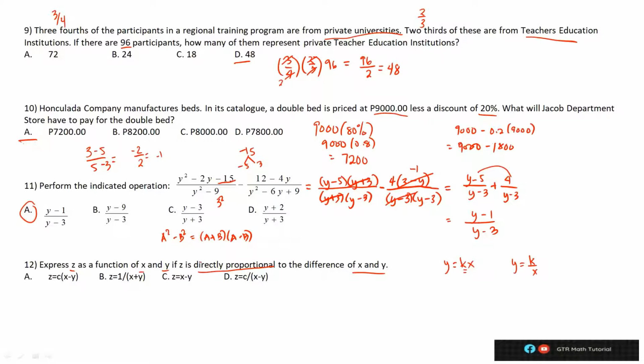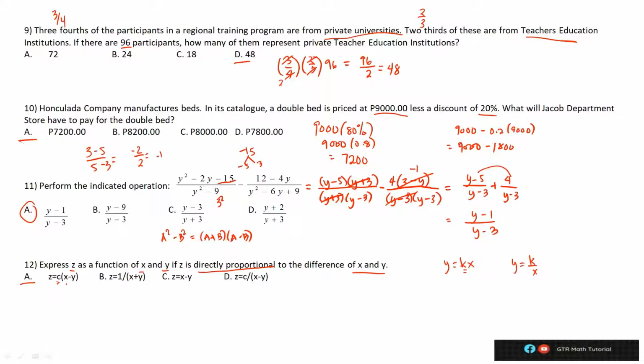Since directly proportional, walang denominator yan. Directly proportional, ganito lang dapat yan. To the difference. So therefore, may denominator tong letter D. So therefore, ang answer is letter A. So yan, z is directly proportional. Ayan na yung constant, c, to the difference of x minus y. So ito na yung x minus y. So z is equal to c, c is the constant, times x minus y.